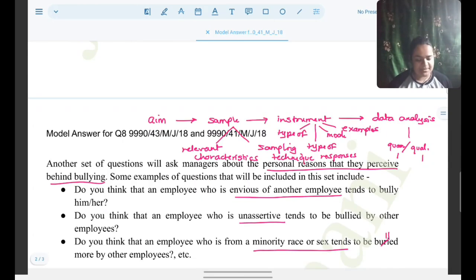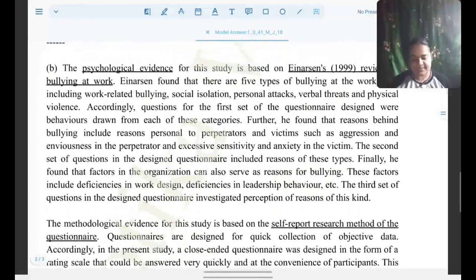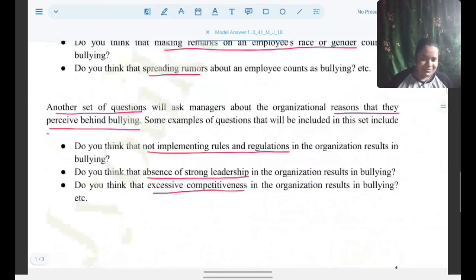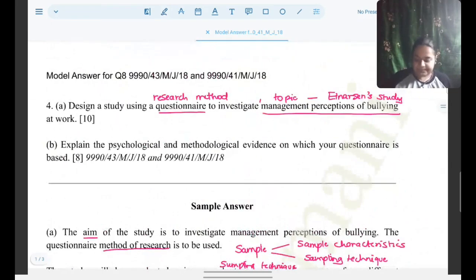Let's quickly get into answering part B as well in this video itself. Part B. I haven't looked at the question. Let's look at the question for part B. Part B, standard question: explain the psychological and methodological evidence on which the questionnaire is based.